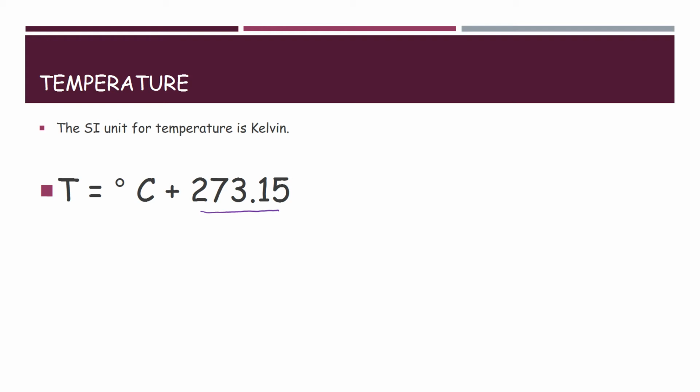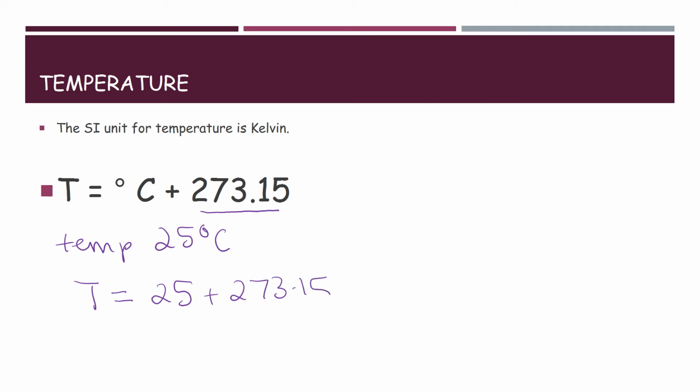So let's try an example. Say I had a temperature of 25 degrees Celsius. If I want to know the temperature in Kelvin, I'd go temperature is equal to 25, add 273.15. So the Kelvin scale is 298.15. And we just write Kelvin. We don't write the degree symbol.